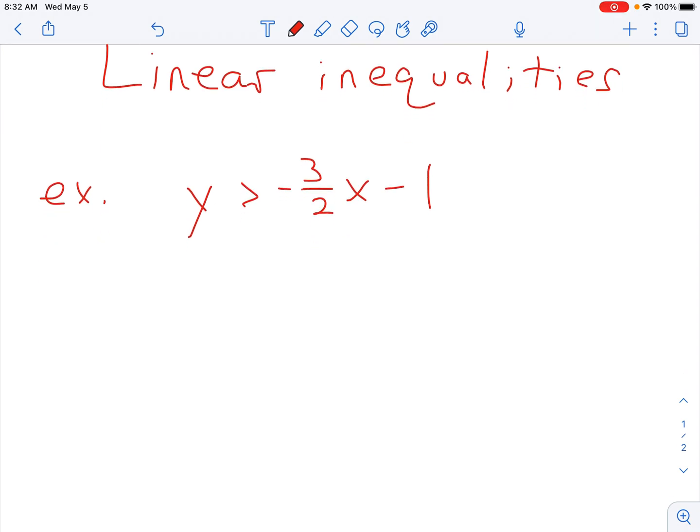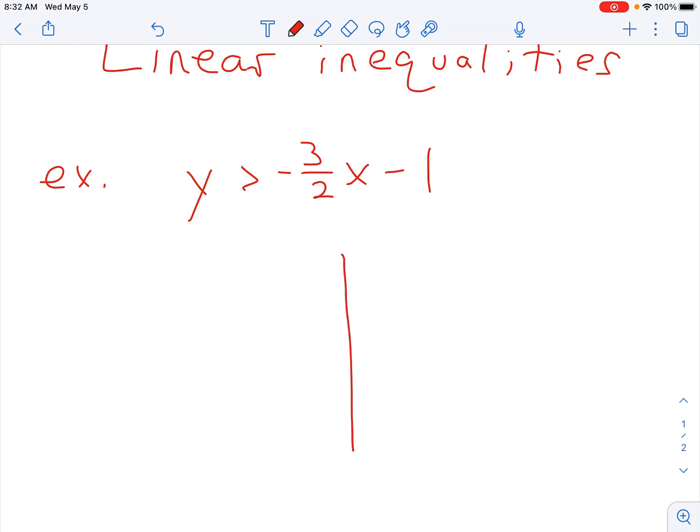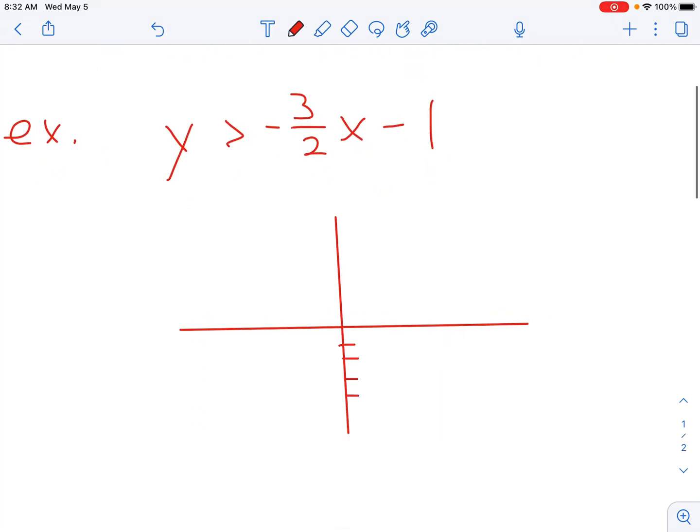All right, so to look at this graphically, we kind of treat this inequality sign as an equal sign and graph y equals negative 3/2 x minus 1, but then we're going to have to play with that a little bit. So if I were to graph y equals negative 3/2 x minus 1, I have a slope of negative 3/2 and a y-intercept of negative 1. So this is going back to those Algebra 1 days. So I'll put a couple tick marks, put 5 in each direction.